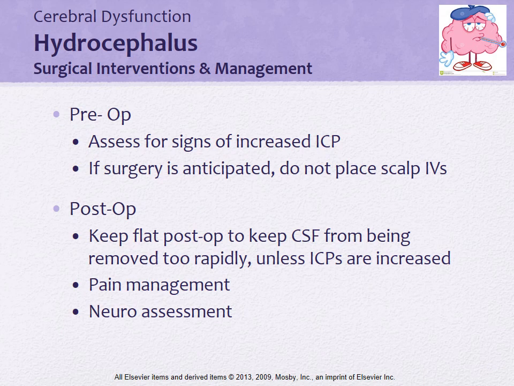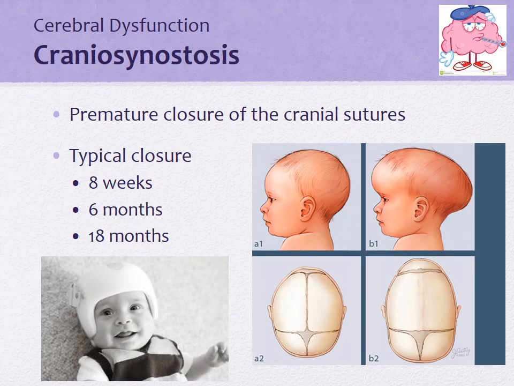And then pain management if they have any pain, and then doing neuro assessments. Those are vital. So make sure that you're doing neuro assessments, that they're not having any post-op complications, and they're responding well to the new shunt being placed. Or, of course, if they had a brain tumor removed as well, you want to make sure you're doing neuro assessments.